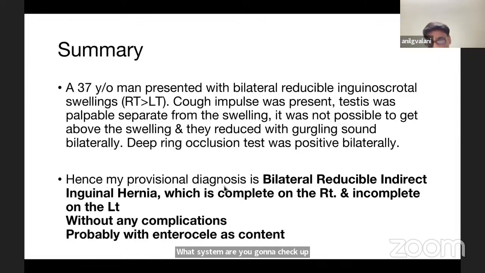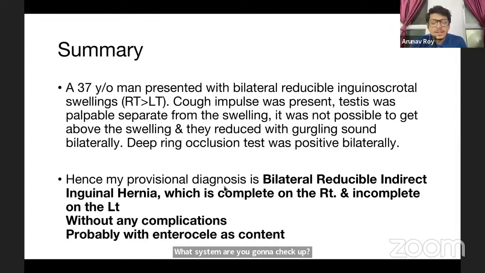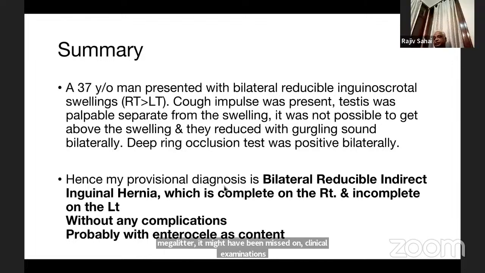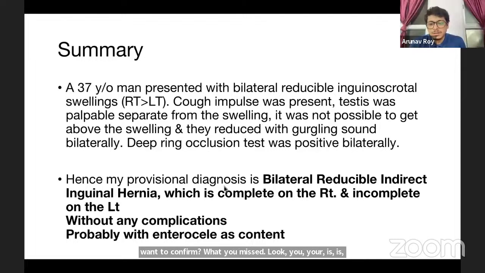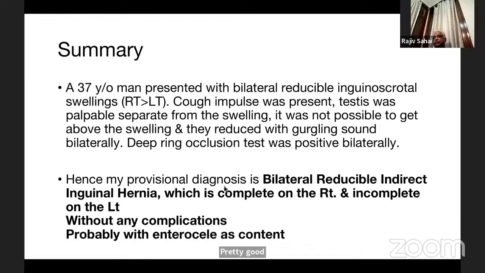For the diagnosis of hernia, to rule out ascites or any organomegaly that might have been missed on clinical examination. So you want to confirm what you missed. Look, you yourself said it's a clinical diagnosis. Yes. So that's it. Why are you trying to strike down your own statement? Then I would get an ultrasound done, yes, sir.